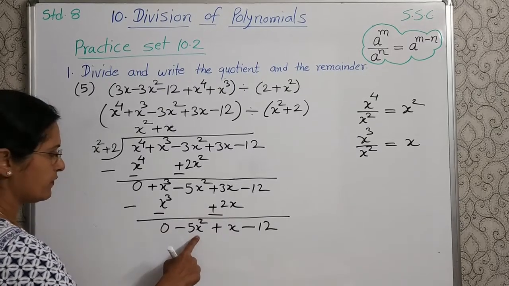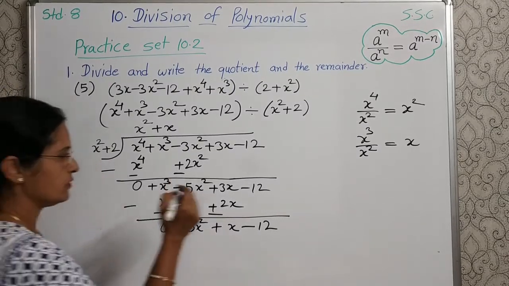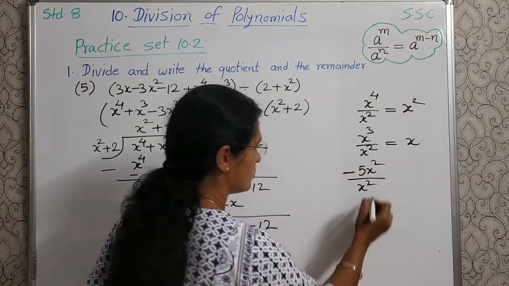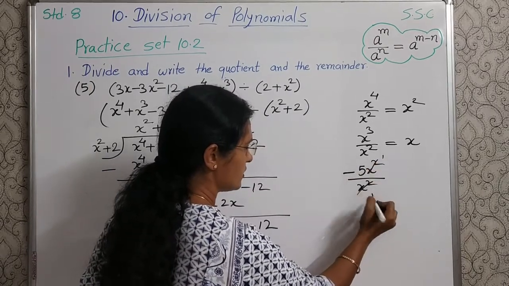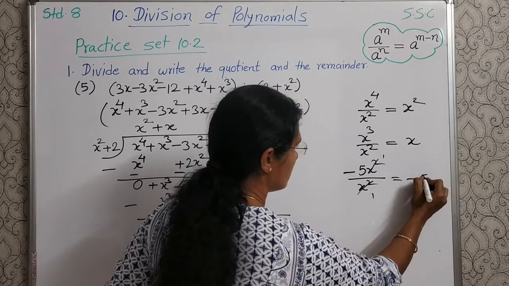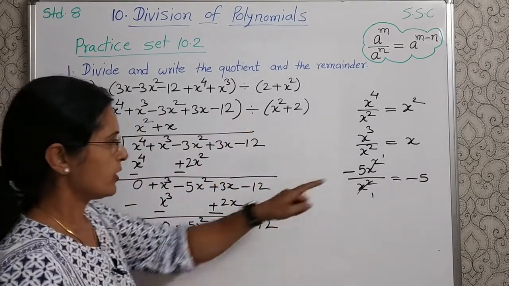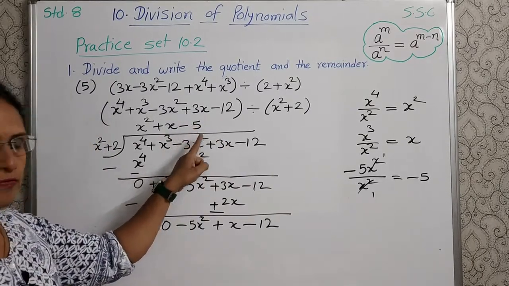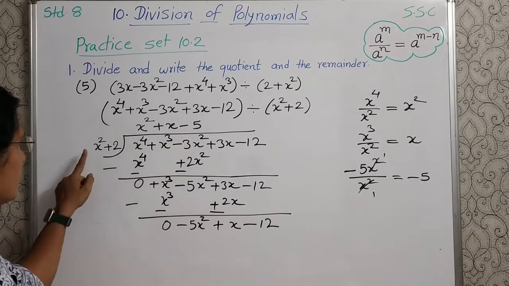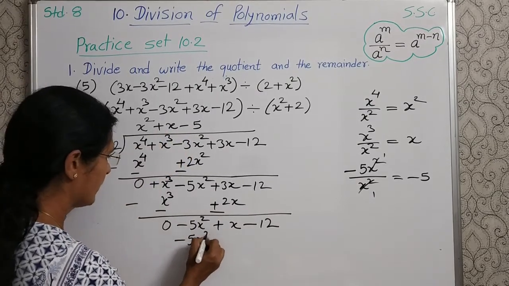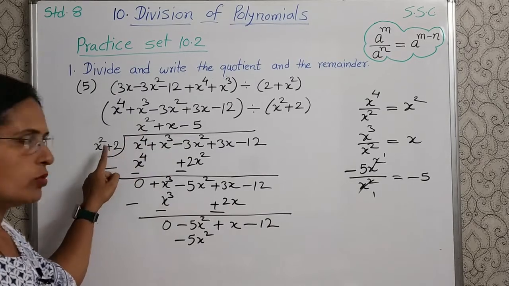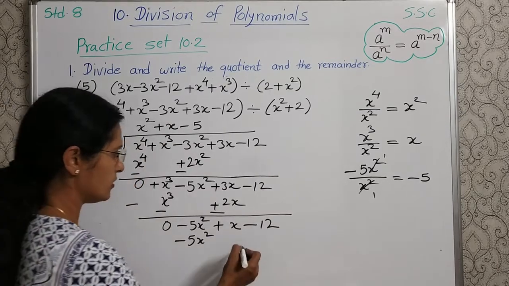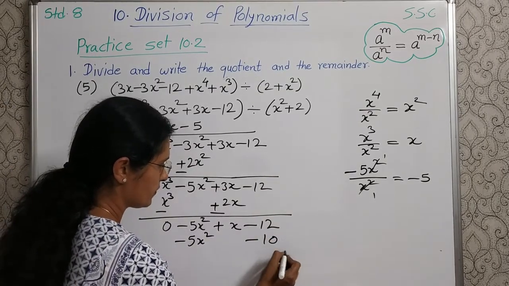Now here minus 5x square is the first term and here x square, we will divide that. Minus 5x square by x square. So x square will get cancelled. It means it is 1, and minus 5 into 1 is minus 5. So write that minus 5 here as a quotient. Minus 5. Now multiply this minus 5 with this divisor. Minus 5 into x square is minus 5x square. Minus 5 into plus 2 is minus 10. We'll write it below 12.